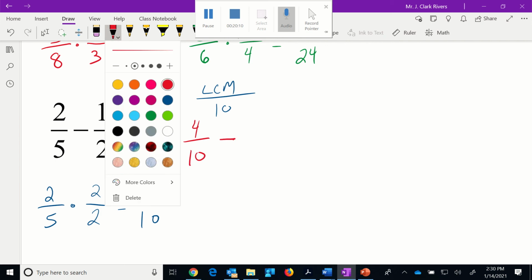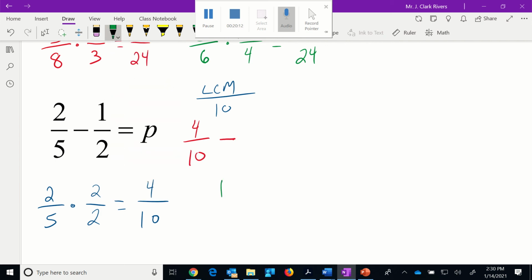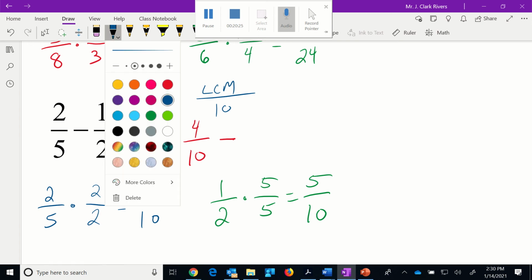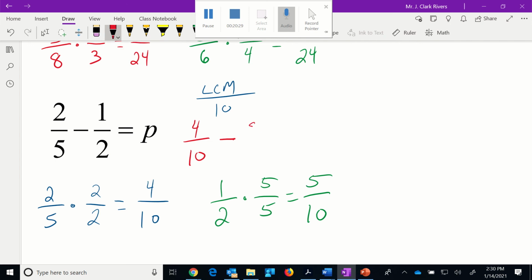minus, same thing for the other fraction, 1/2. We have to multiply that by 5 over 5. And if you could do this one mentally, if you just know that's 5/10, I'm okay with that. So 1/2 becomes 5/10. 4/10 minus 5/10. We have a denominator of 10.